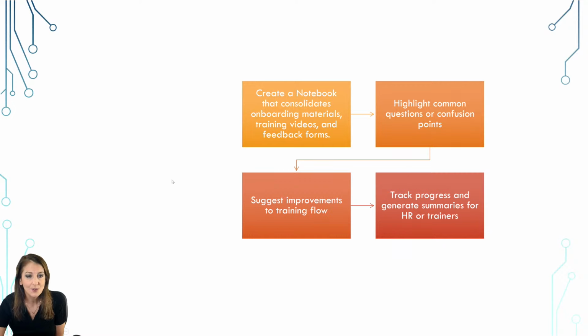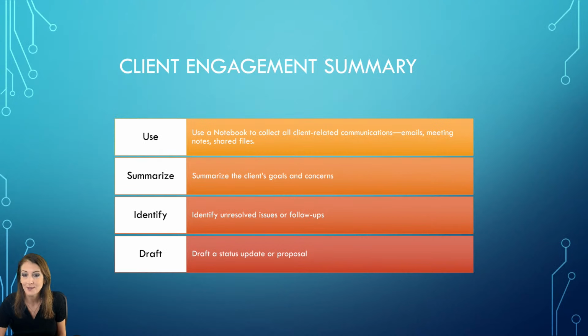This one has got, that's weird, that had white text on it. This one could do company onboarding for new employees. So create a notebook that consolidates onboarding materials and training videos, and highlights common questions or confusion points, and again, it will have a podcast somebody can just listen to about the whole onboarding process. And it's not just reading your content, it's the AI having a conversation about your content.